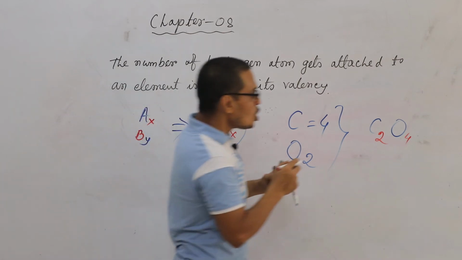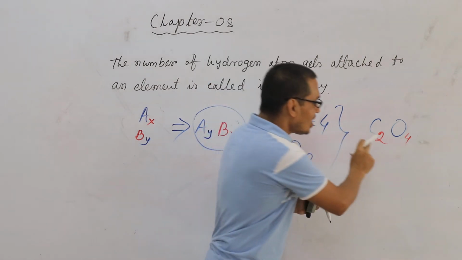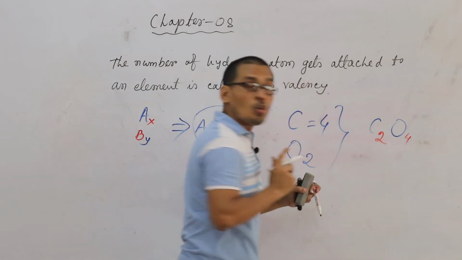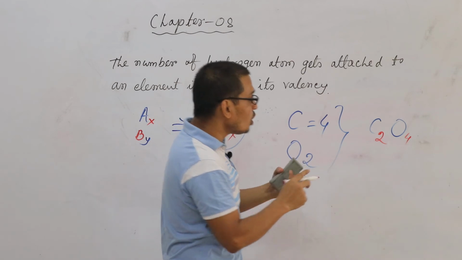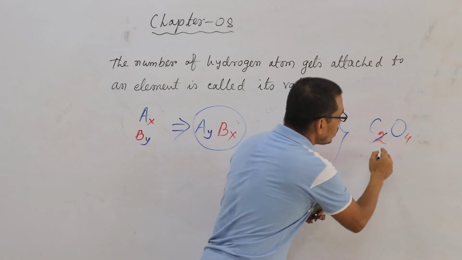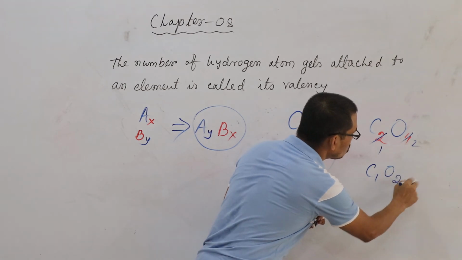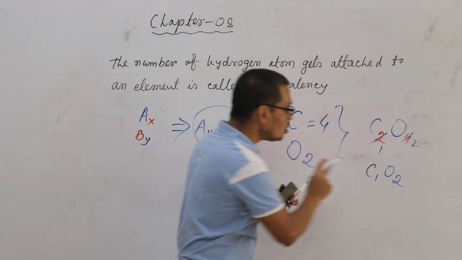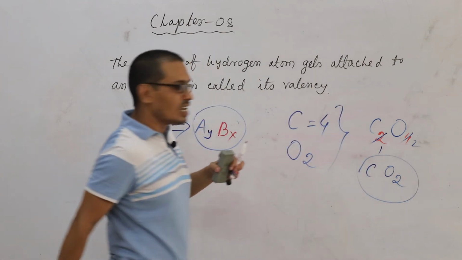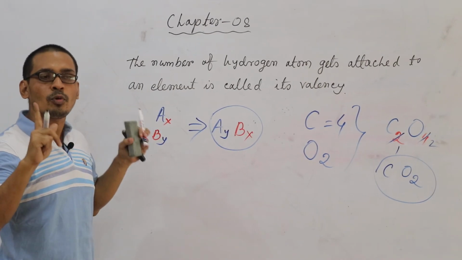In that case, we have to simplify the valency. We will simplify both numbers by the lowest value. Here the lowest value is 2. If we simplify this, we will get 1 and 2. C1O2. There is no need of writing 1, so CO2. What is the name of this compound? You know, it's a very well known compound, carbon dioxide.